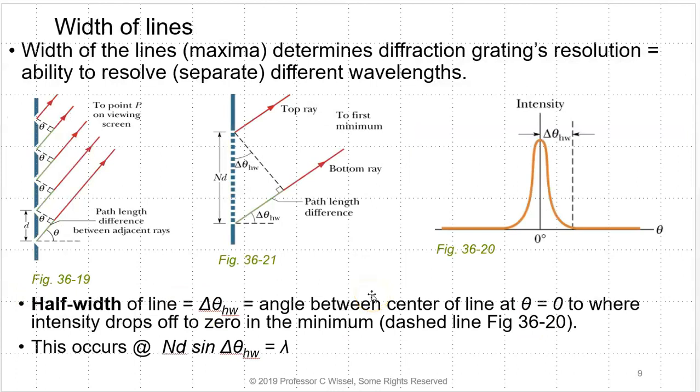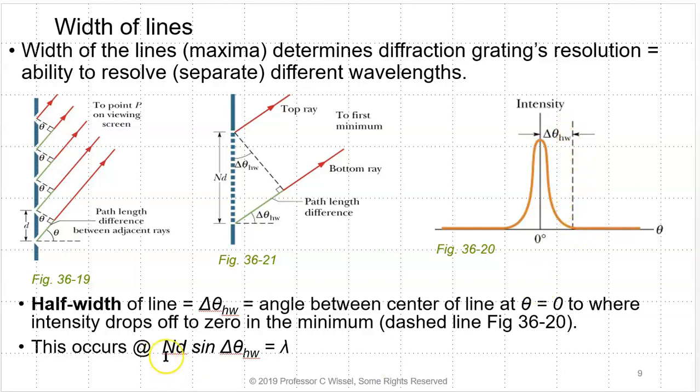Now, the width of line maxima determines the diffraction grating's resolution. We need to know how wide this line is so we can understand its ability to resolve separate wavelengths. So we call this a half width. A half width is 1/2 of the width of the line, from here to here. It is the angle between the center of the line at theta equals 0 and where the intensity drops off to 0 in the minimum. That's this dashed line here.